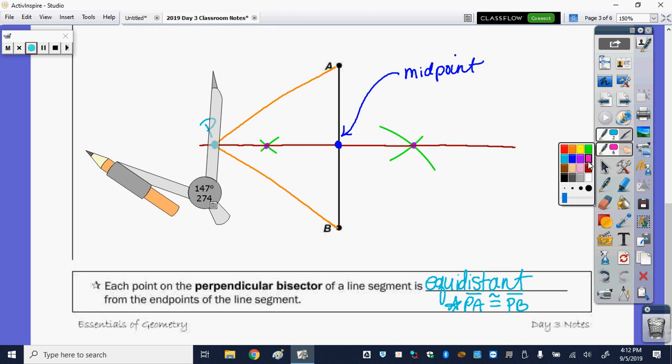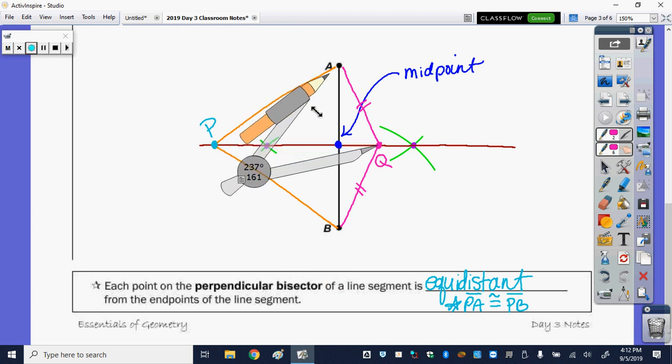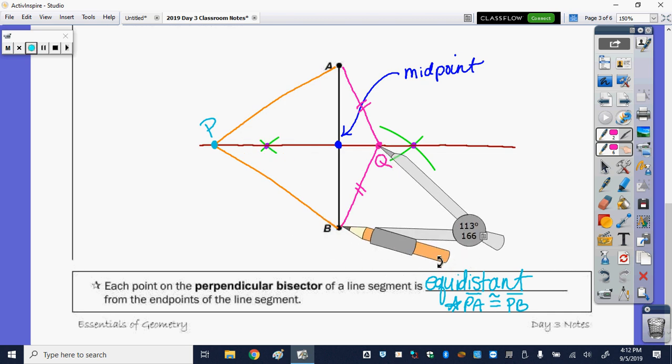So if I use this point here that's really close, I wanted to change that to pink. We'll say Q. The distance from Q to A is the same as the distance from Q to B. So I'm gonna mark that. Let's check it, Q to A. Let's bring it in. Q to A, now let's look at Q to B. It is the same. So any point, once again, on that perpendicular bisector is going to be equidistant from the endpoints of that segment.